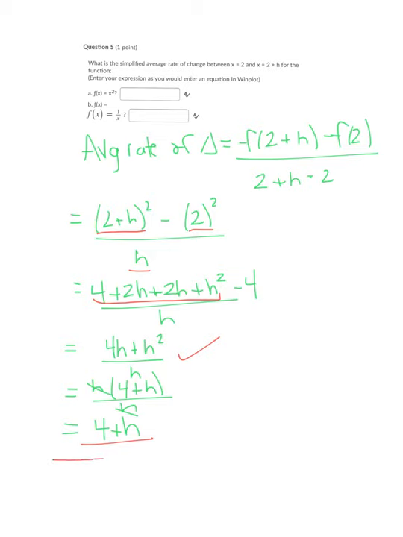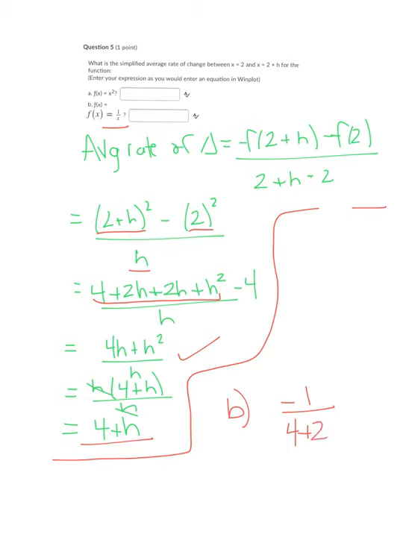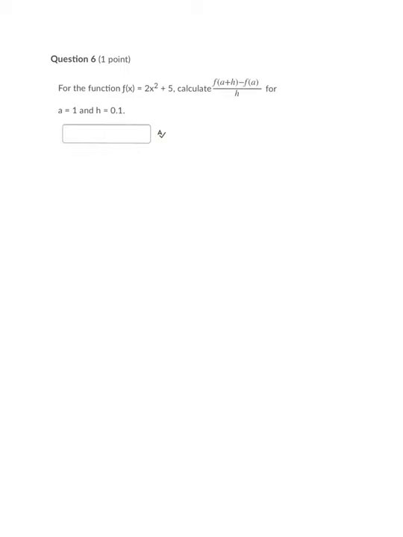For part B, you will be doing the exact same thing, except you will be using the new function f of x is equal to 1 over x. When that is all said and done, you will be getting an answer of negative 1 over 4 plus 2h.